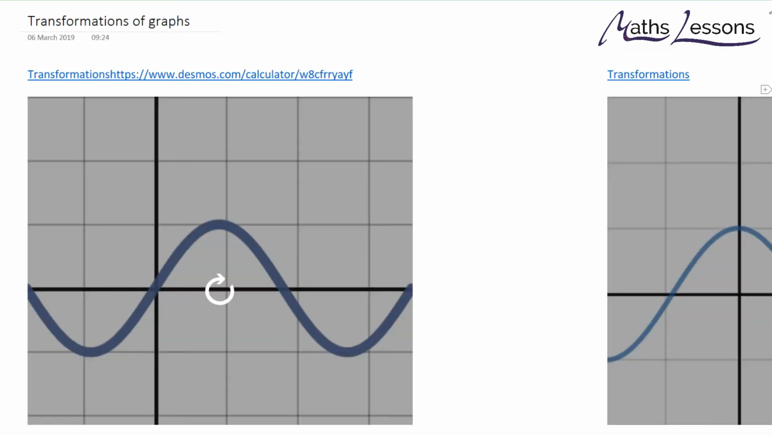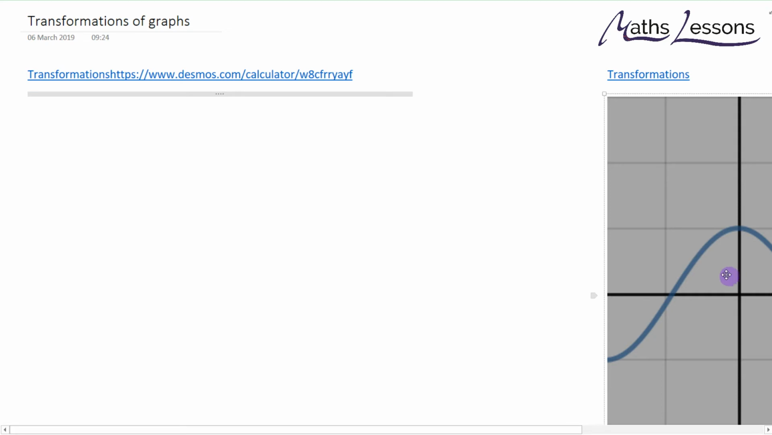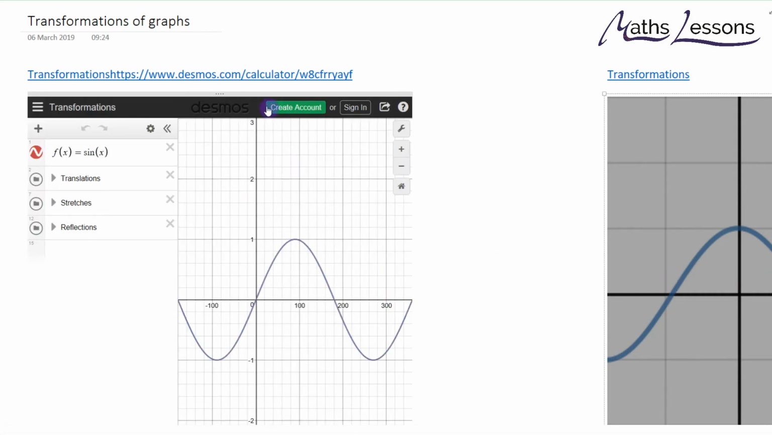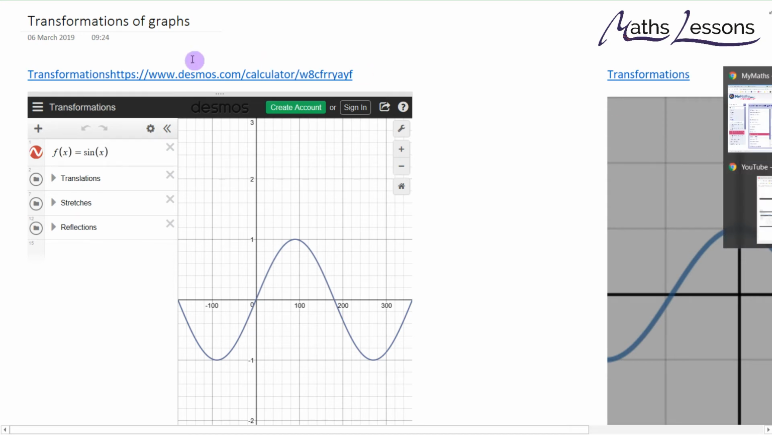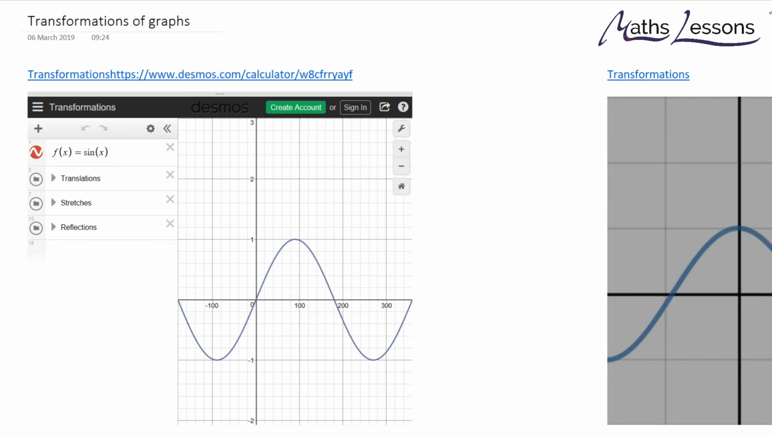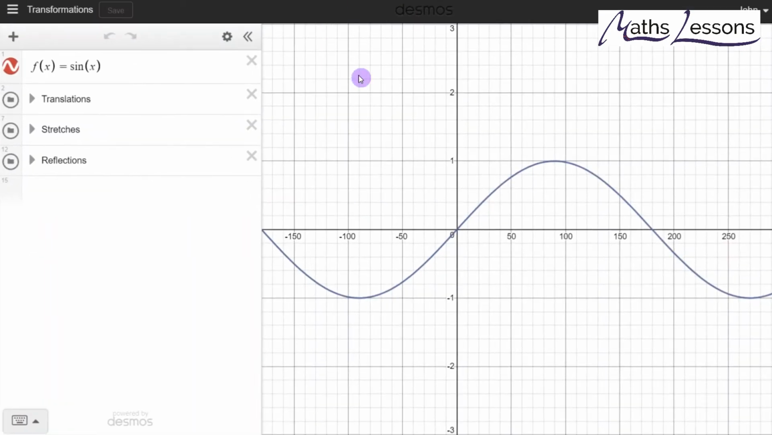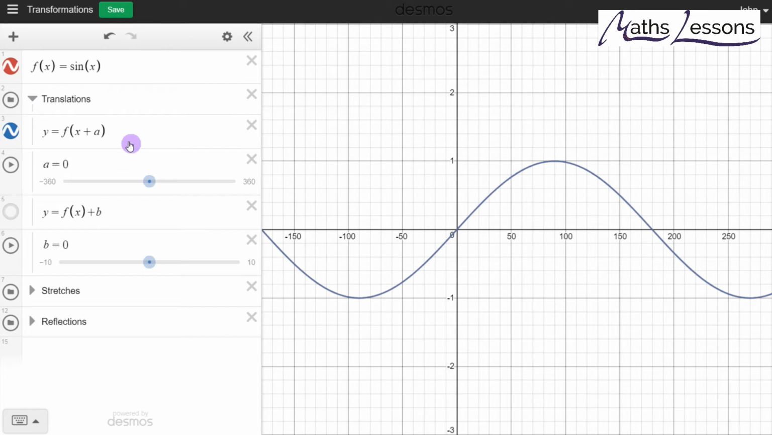Right, moving on, we're going to look at some transformations of graphs. And I've put on the OneNote, if you click on these, you can see the actual applet I'm going to use. But I'm going to call upon the actual full version by getting the link. So we can just have a little bit of a look at some transformations. Okay, now transformations of graphs.